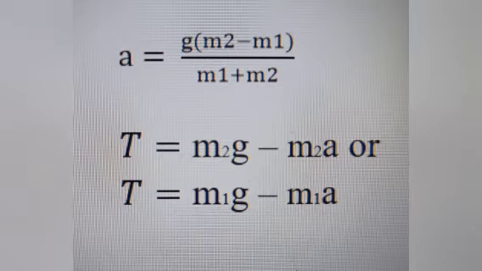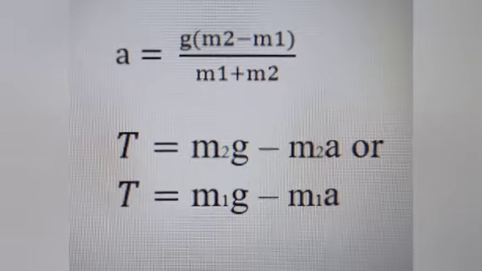When we calculate the acceleration, we can use the formula gravity times m2 minus m1 all over the sum of m1 and m2. When it comes to tension, we can use m2 times gravity minus m2 times acceleration, or m1 times gravity minus m1 times acceleration.